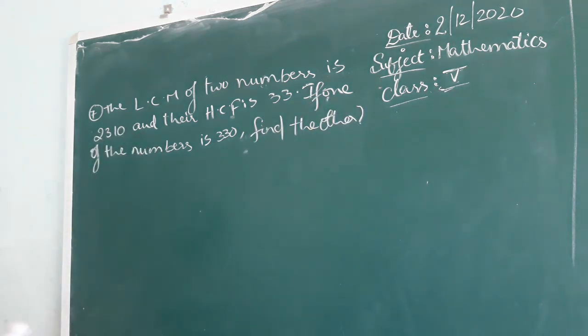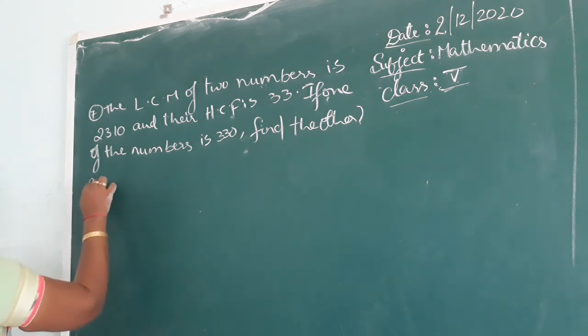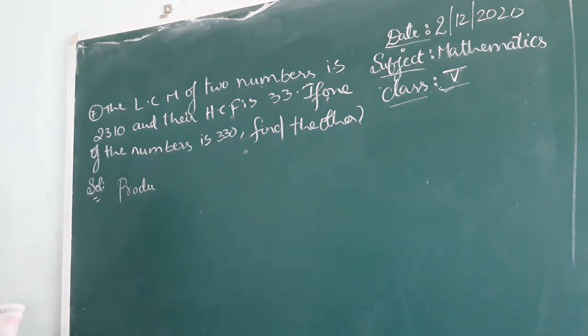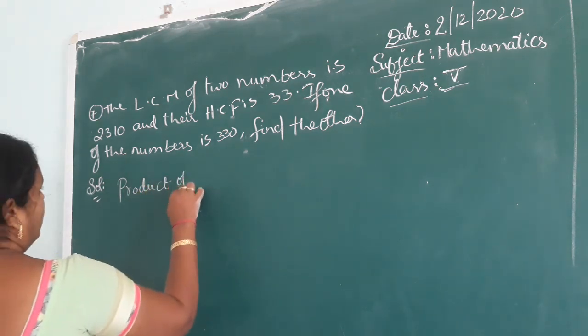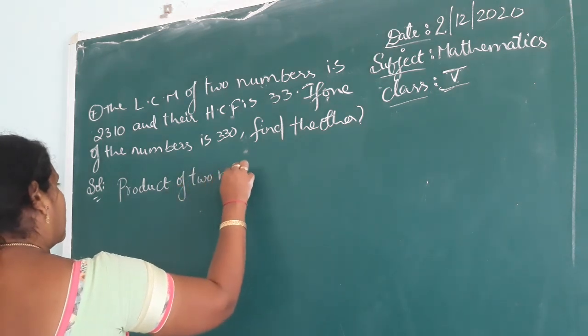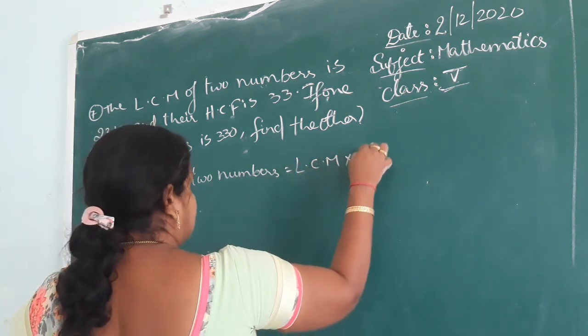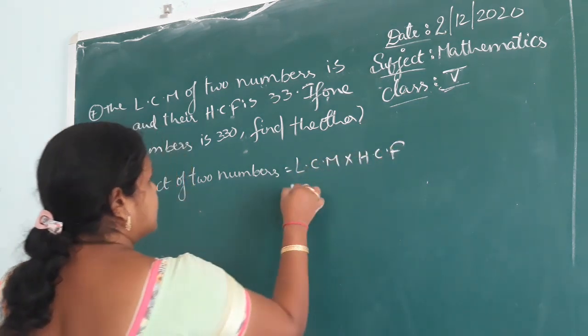See children, they have given the LCM and HCF of two numbers. One of the numbers is given, and they are asking us to find the second number. What is the rule for that? The relation between LCM, HCF and the numbers: the product of two numbers equals LCM into HCF.